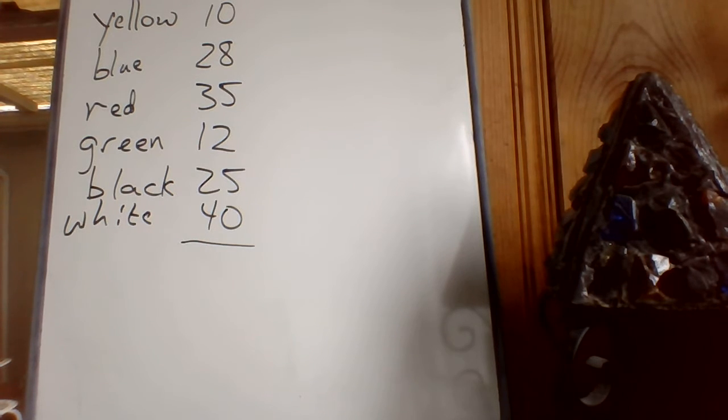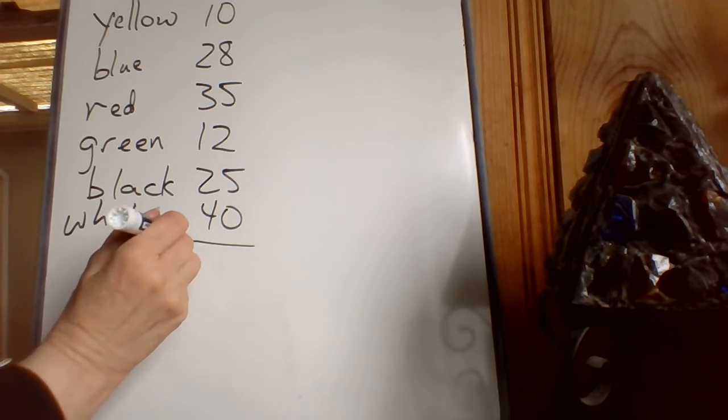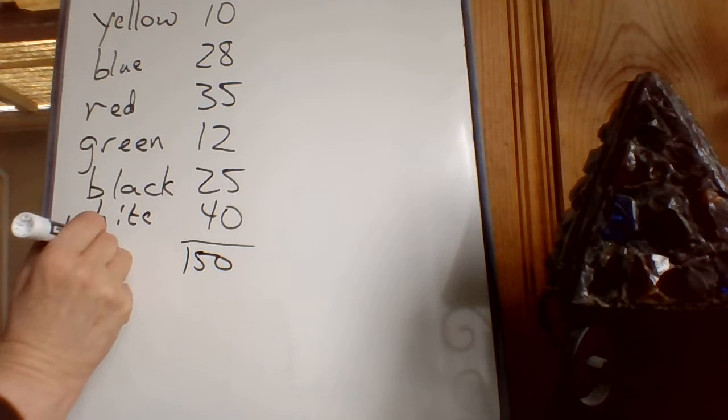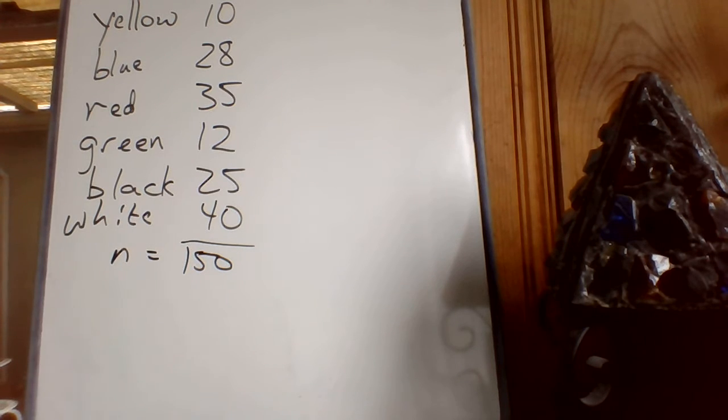Well, 10 plus 28 plus 35 plus 12 plus 25 plus 40 is 150. I'm going to write n equals 150. And in statistics, n is always going to be used as the number of people you talk to. So I might as well start using that right now. I apparently asked 150 people what color car they had, and this is what I got.